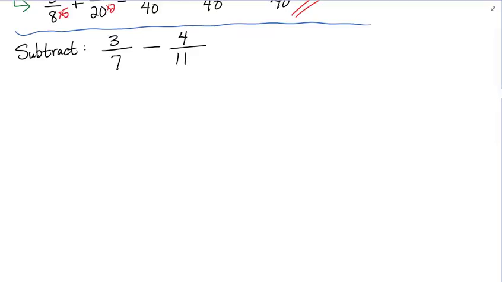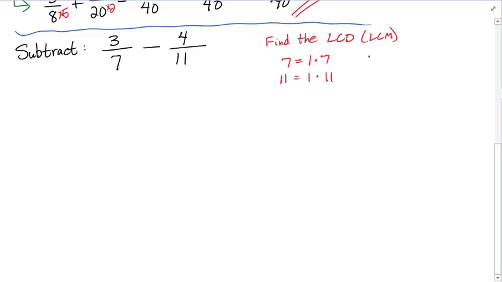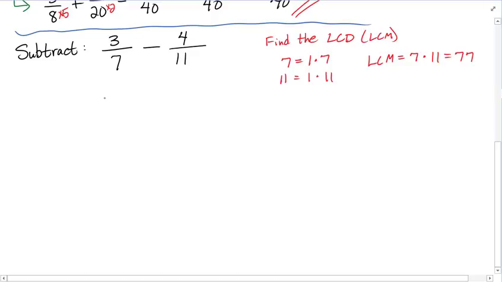So what's the LCM? Which is the LCD. Find the LCD, which is the LCM, right? So you factor 7. 7 is just 1 times 7. 11 is just 1 times 11. And so our LCD is going to have 7s and 11s in it. We don't worry about the 1s. Our LCM is going to take the largest group of 7s, which is a single 7, largest group of 11s, which is a single 11, and that makes 77. So I am going to change my fractions so that they are both over 77.